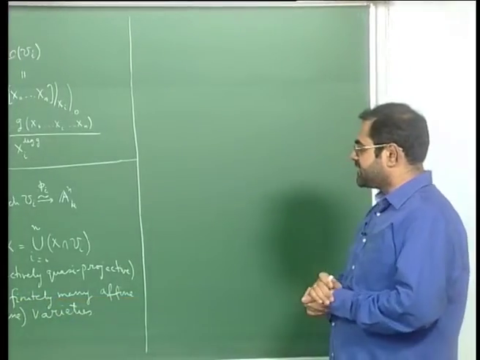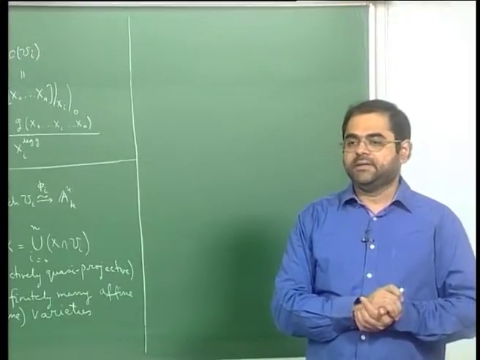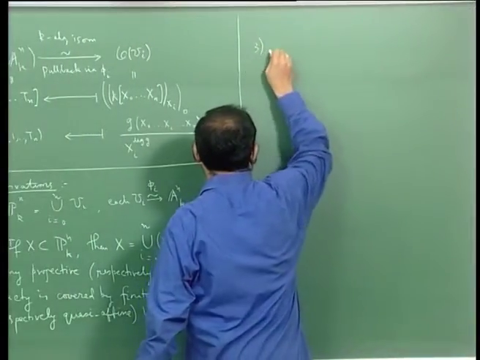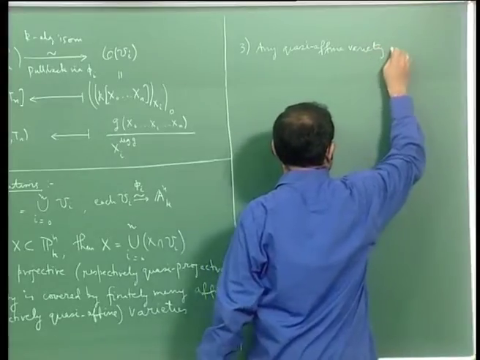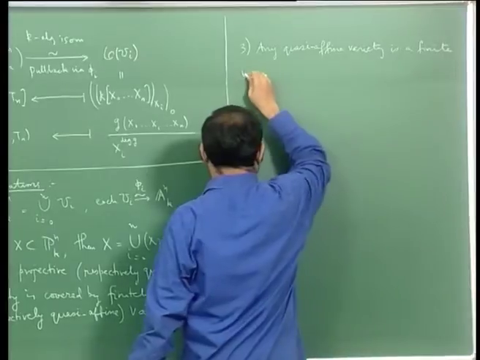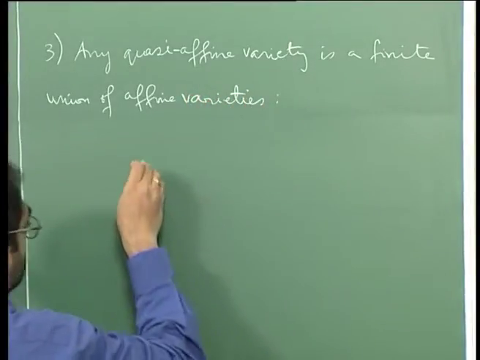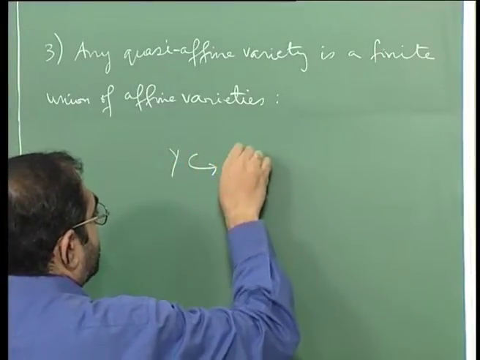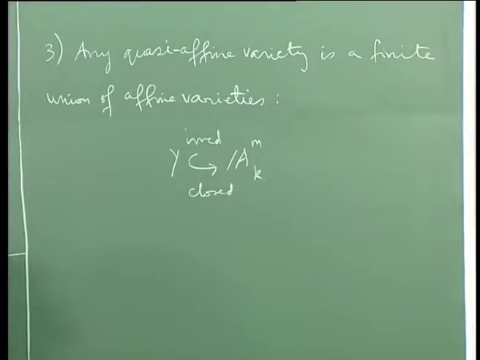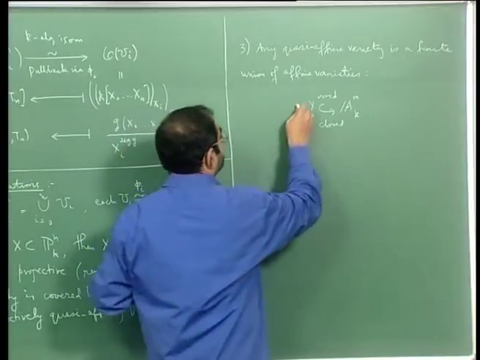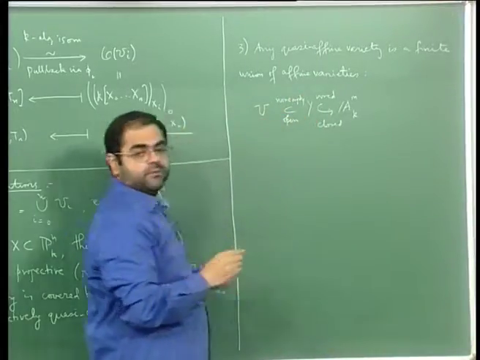So first of all, I want to say that if you take a quasi-affine variety, that also can be covered by a finite union of affine varieties. Number three, any quasi-affine variety is a finite union of affine varieties. Why is this so? Take Y inside some Am, irreducible closed, which means that Y is a closed subvariety of affine space, so Y is an affine variety, and in that you take a non-empty open U, then this U will be a quasi-affine variety.